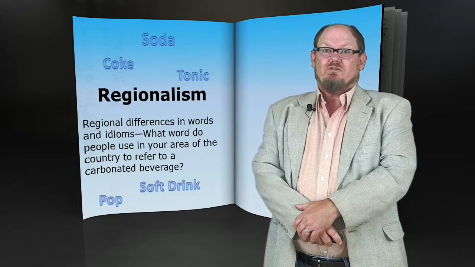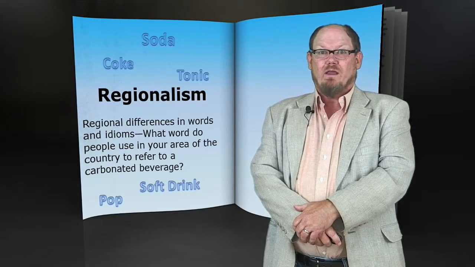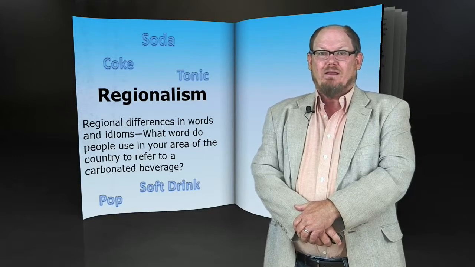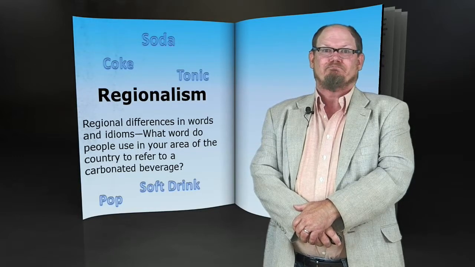That same person from New Jersey may ask his new North Carolina roommate, "Would you like to share a pie?" He probably does not mean apple or pecan. He is referring to a pizza pie.